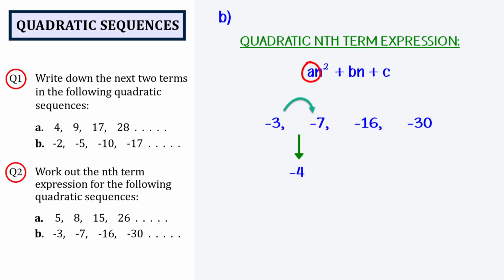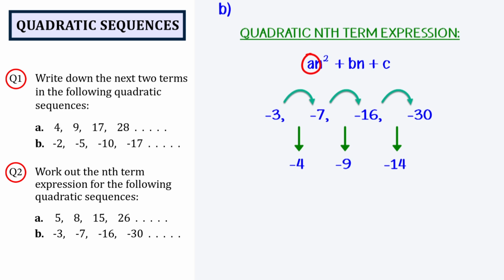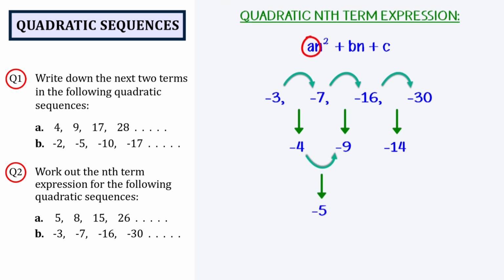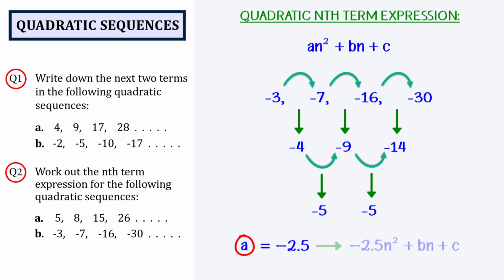Well, the difference between minus 3 and minus 7 is minus 4, between minus 7 and minus 16 is minus 9, and between minus 16 and minus 30 is equal to minus 14. And then working out the second difference, the difference between minus 4 and minus 9 is minus 5, and between minus 9 and minus 14 is also equal to minus 5. So a in the nth term expression is half of minus 5, which is equal to minus 2.5. So the nth term quadratic expression is now minus 2.5n squared plus bn plus c.